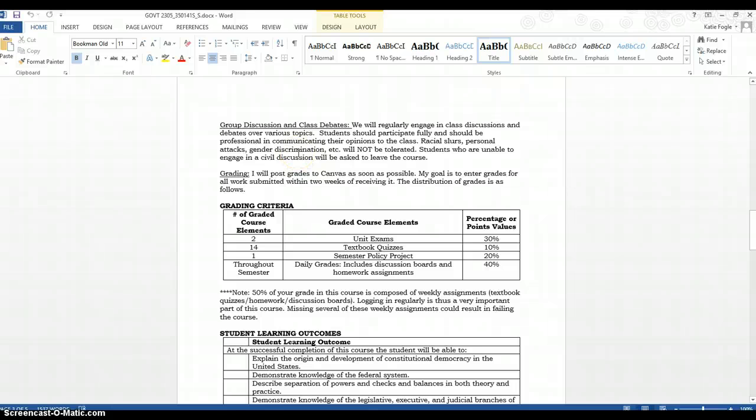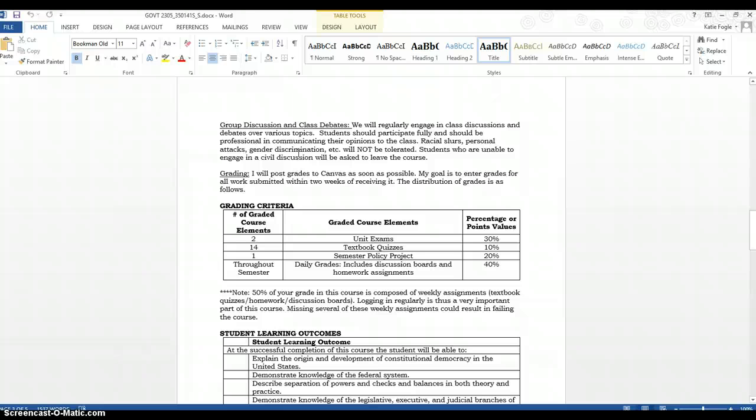A note on our behavior. We will be talking to one another via class discussions and debates on a lot of topics. These topics may be sensitive. You need to be polite. You need to be kind to your fellow students. No racial slurs, no personal attacks, no gender discrimination. None of this kind of behavior will be tolerated. If you do it, I'm going to ask you to leave the course. And depending on when we are in the semester, you may or may not be able to get your money back for that. So be nice.